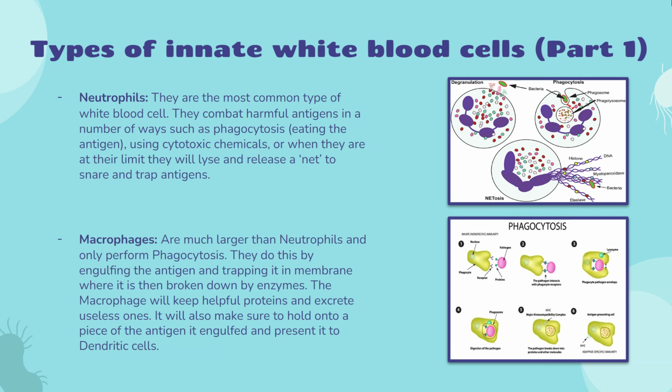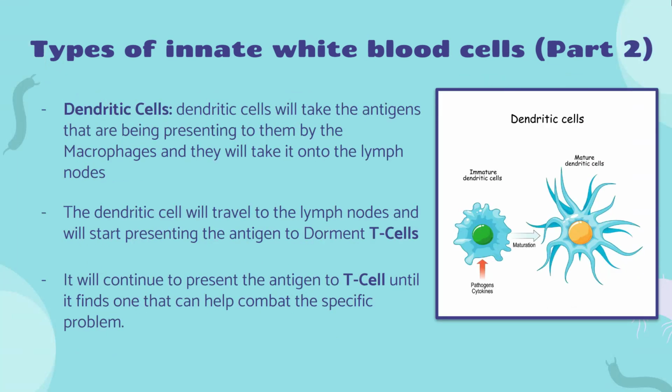It will also make sure to hold onto a piece of the antigen, since it's an antigen-presenting cell, and present it to a dendritic cell. What is a dendritic cell? Dendritic cells are cells with these tentacles. If you pay attention to the image on the right there, they will cover themselves in pieces of antigens with those tentacles, and they will go to the lymph nodes and present them to dormant T cells.